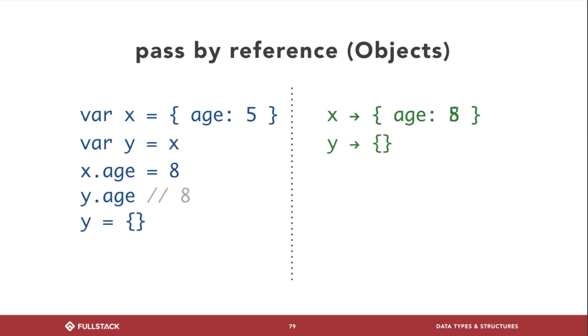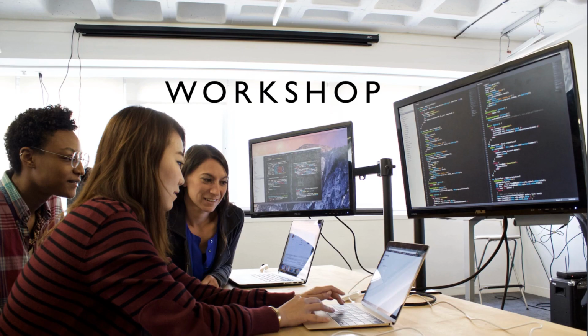Conversely, if I reassign the y variable to point to a completely separate new object, now there are two different objects in memory. Y equals a different object doesn't convert the X object, it just changes the Y pointer to point somewhere else. So x.age still reads 8.